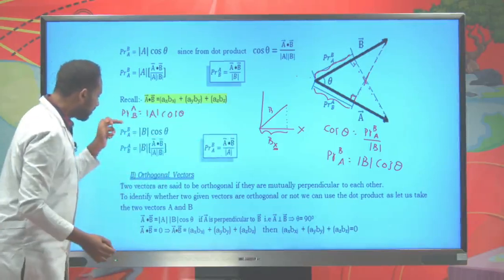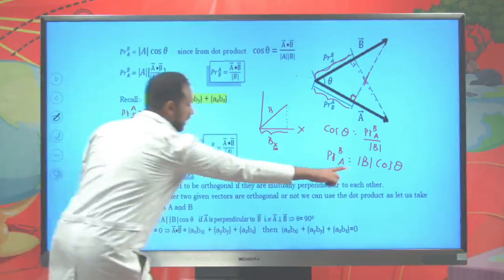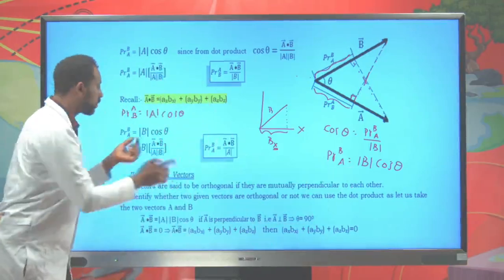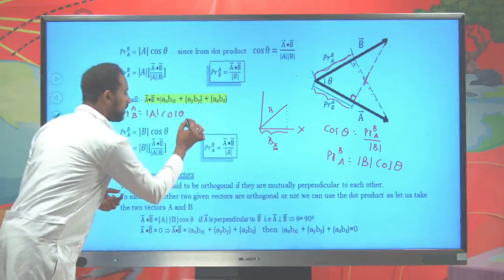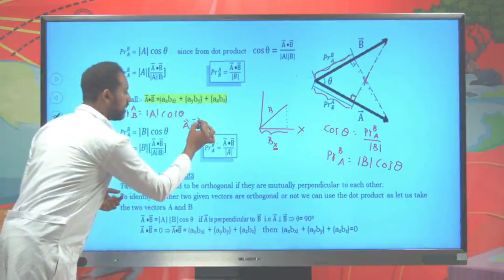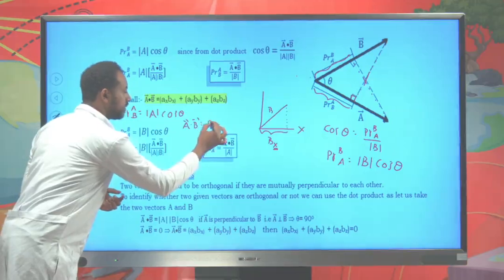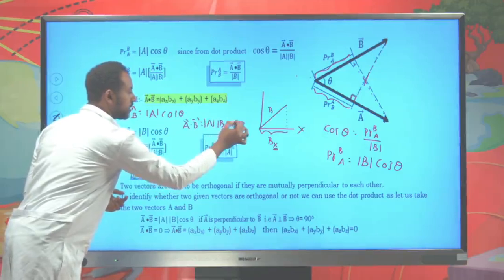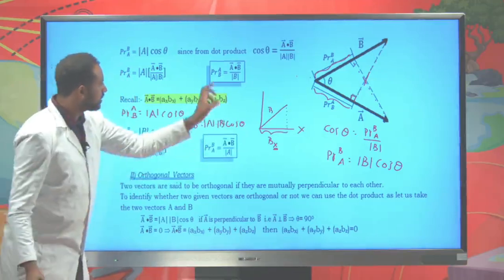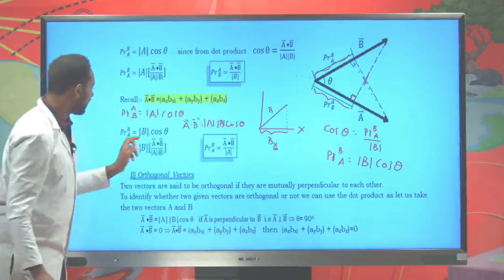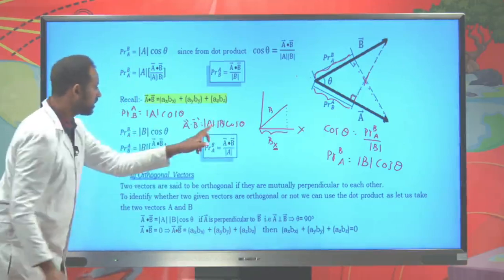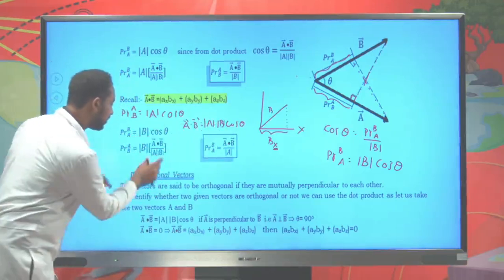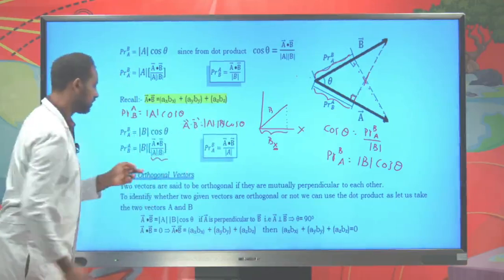If so, the projection of B onto A is the magnitude of B times cosine of theta. And from the dot product, we know that A dot B can be given as magnitude of A, magnitude of B, cosine of theta. This is how we determine it. Instead of cosine of theta, you can put A dot B over the magnitude of A, magnitude of B. This is how we put cosine of theta.